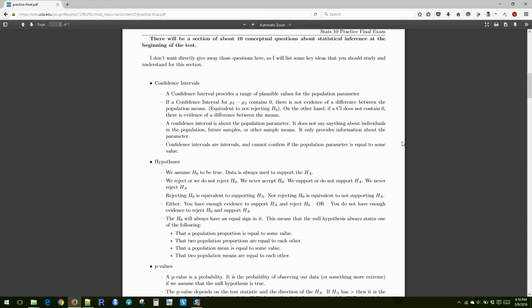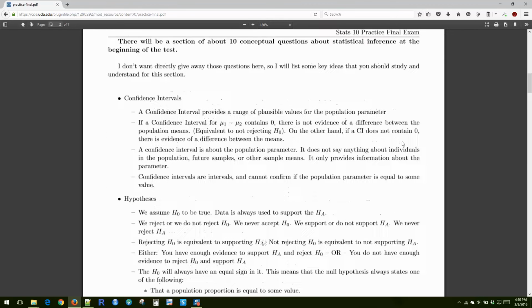Okay, I'll work through these. It says a confidence interval provides a range of plausible values for the population parameter. For a confidence interval for the parameter mu1 minus mu2, if it contains 0, then you will not have evidence of a difference between the population means, which is equivalent to not rejecting the null hypothesis. If, on the other hand, the confidence interval does not contain 0, then you do have evidence of a difference between the means. Okay?